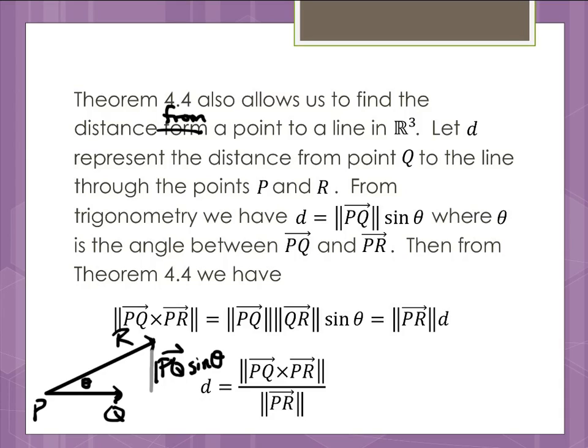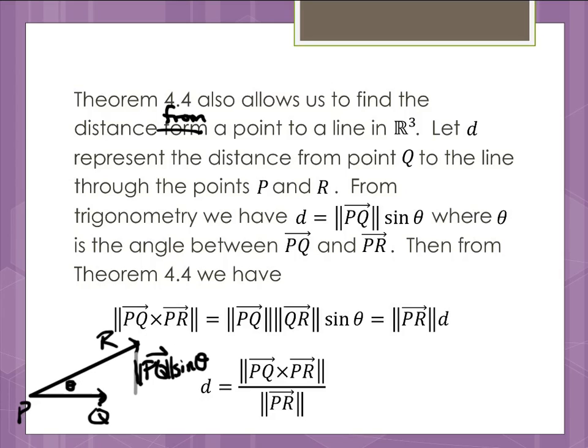And again, it's the magnitude of PQ. I'm running out of space, but there's the magnitude of PQ right there. So if we took the cross product of PQ cross PR, that would be the same as the magnitude of PQ, magnitude of QR times sine of theta.